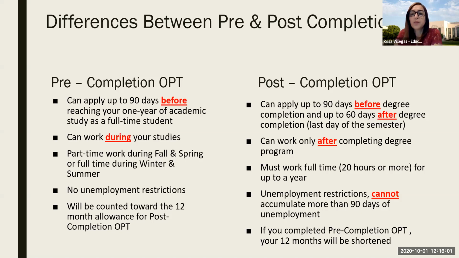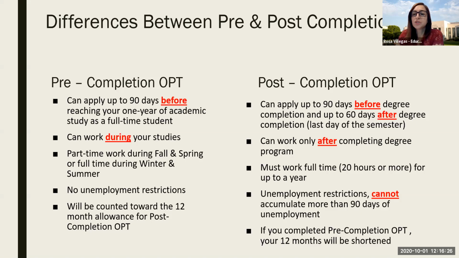For example, let's say you apply for pre-completion OPT and you did 1 year part-time, that equals 6 months of full-time. So at the end of your degree, when you earn your associate degree and you want to do post-completion OPT, you will only have 6 months left. You will not be entitled to a whole year again.